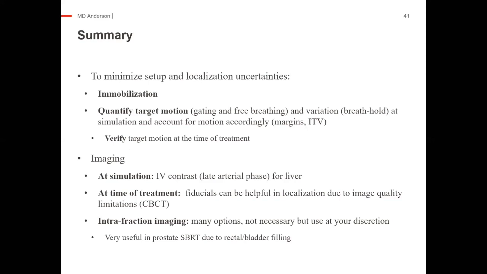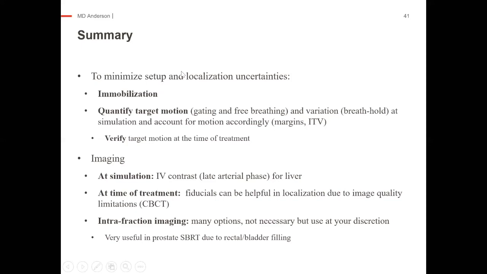So if you're treating with a gating technique, if you're treating free breathing, if you're treating with breath holds, the variation from one breath hold to the next, you need to quantify this at your simulation and then account for this motion accordingly with your margins or creating an ITV. If you see a lot of motion, you might want to increase your margins. You need to verify that target motion at the time of treatment for each fraction.